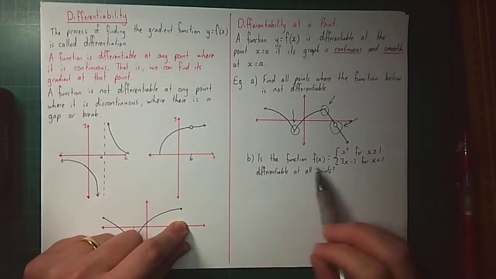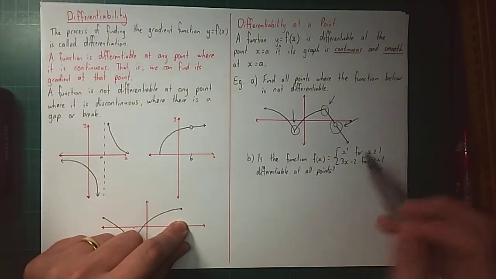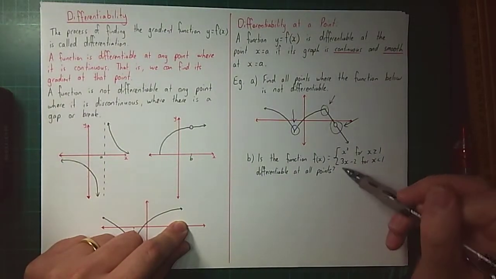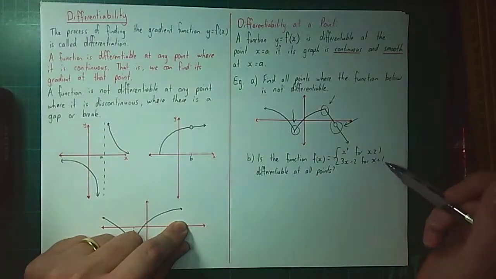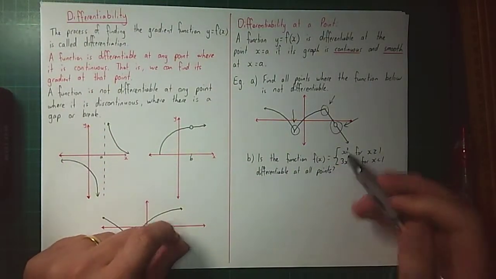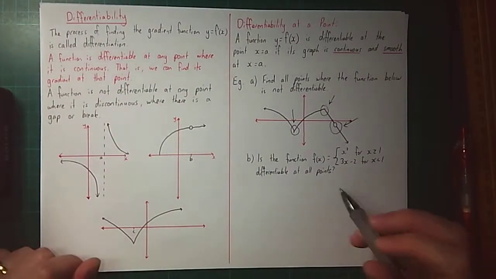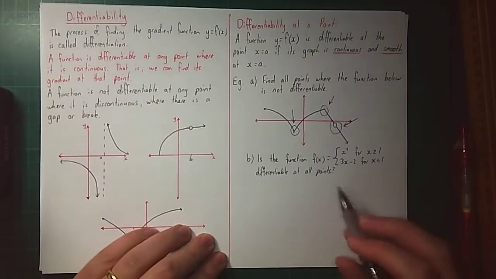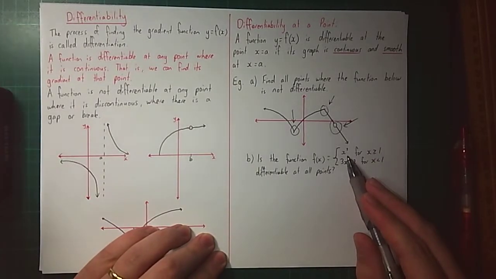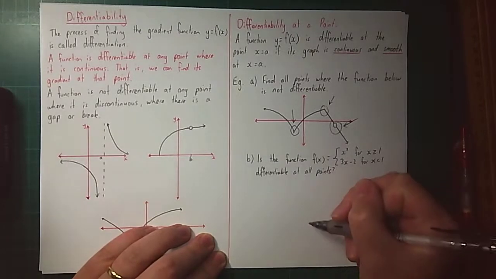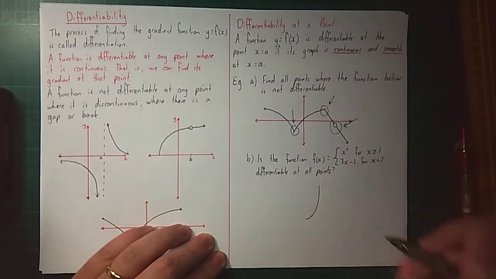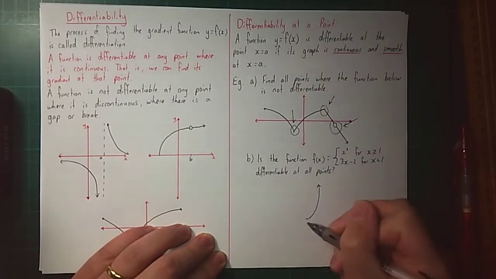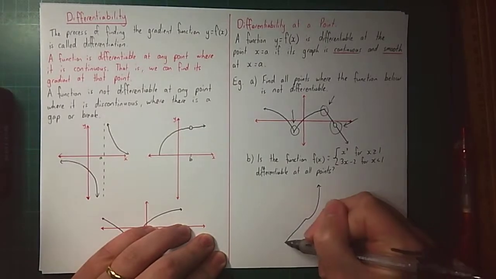For part B, it says is the function f of x equal to, and we've got two parts here, x squared for x is greater than or equal to 1, or 3x minus 2 for x is less than 1. Is that differentiable at all points? So there's several ways you can go about this, but even if we don't draw the axes and everything, we can just see that here, x squared, we're going to have a happy parabola at some point, so I'm just going to draw it there. And then here, 3x minus 2, that means we're going to have a straight line coming off it.